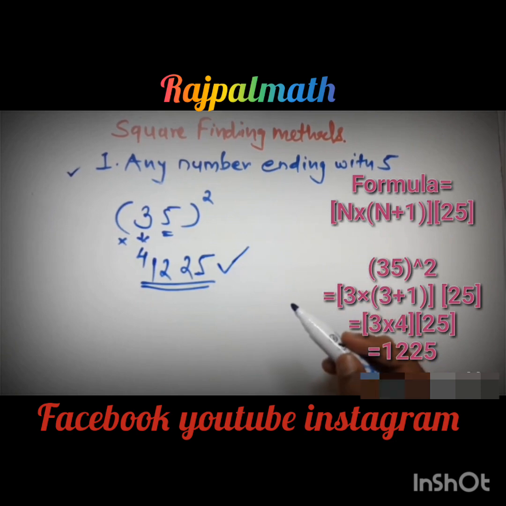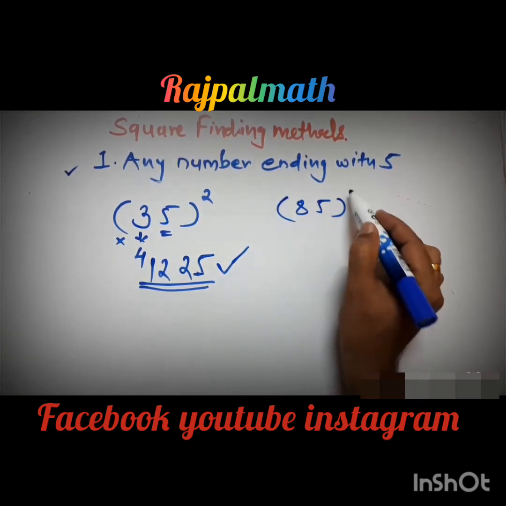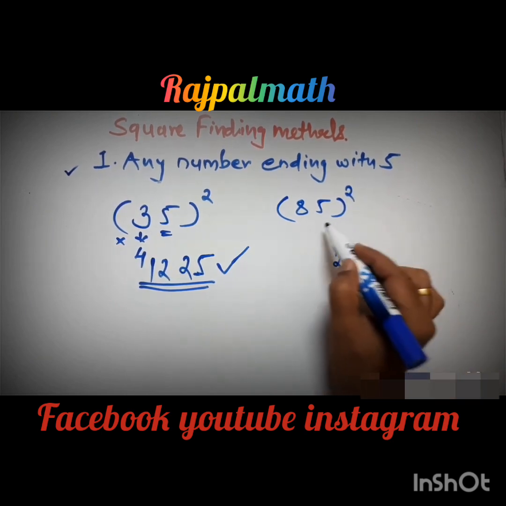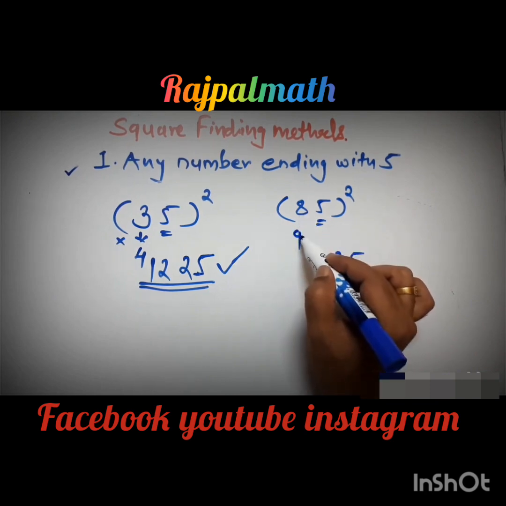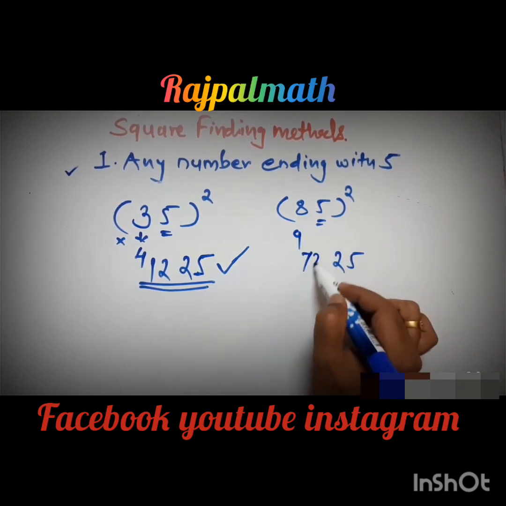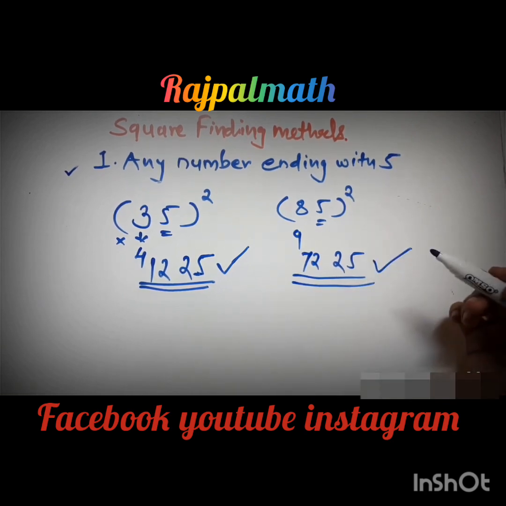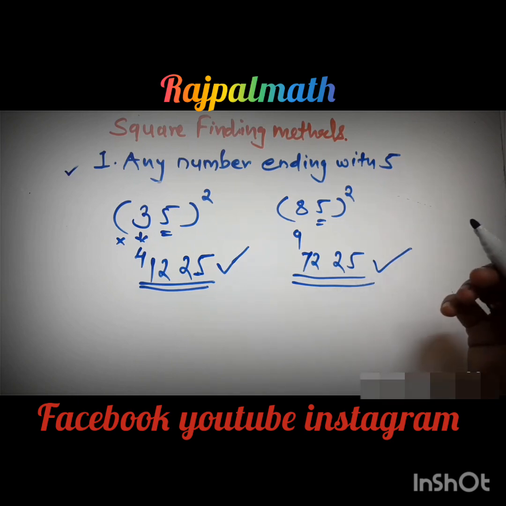Let's take another example, 85. If you have to find the square of 85, you'll first write 25, which is the square of the unit digit number. Then the next consecutive number for 8 is 9. So 8 into 9 is 72. 7225 is my answer. So this method is very simple, and with this method, for any number which ends with 5, you can find out the square of such a number very quickly.